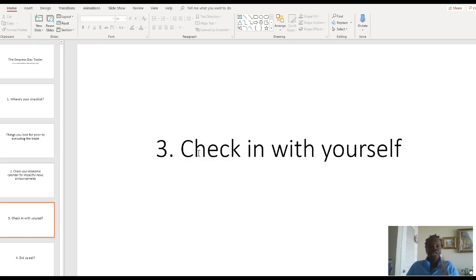Number three, check in with yourself. How do you feel? It is really important to ask yourself, how do I feel? If you trade upset, angry, worried, or rushed, that's all going to have an impact on your trading. It's natural. It's just like if you're upset about something and then you go drive, it's going to affect your driving. It's going to affect your clarity and your judgment and your focus.